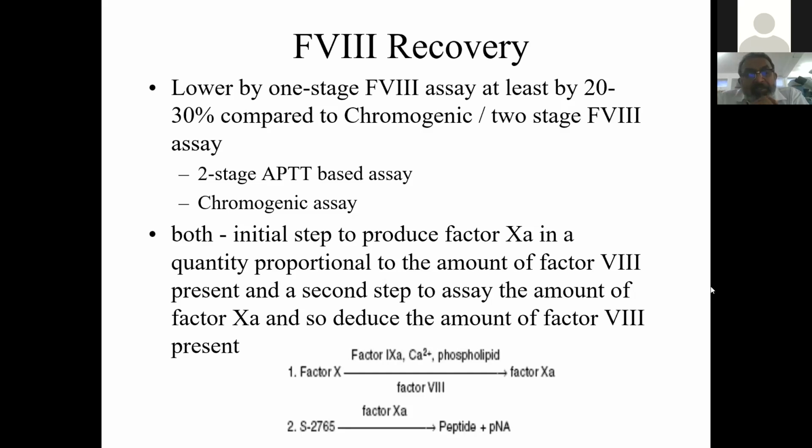Now, the second step is where they use the Xa produced to act on a substrate, which is a chromogenic substrate, and then it produces color. So the color is directly proportional, through the second step and the first step, to the amount of factor VIII that is present in the patient.